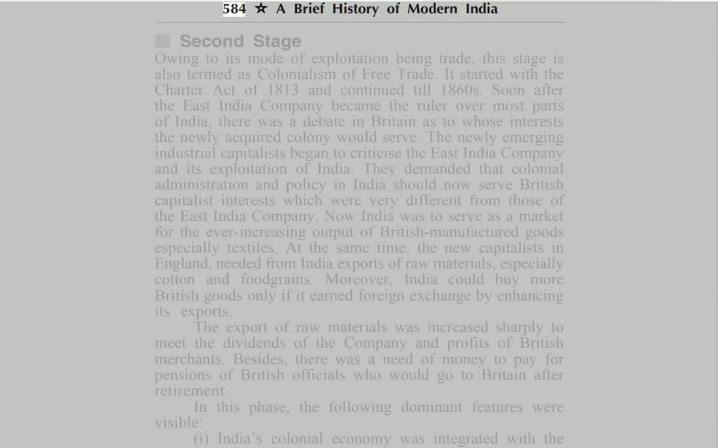A Brief History of Modern India, page 584. Second stage: owing to its mode of exploitation being trade, this stage is also termed as colonialism of free trade. It started with the Charter Act of 1813 and continued till the 1860s.